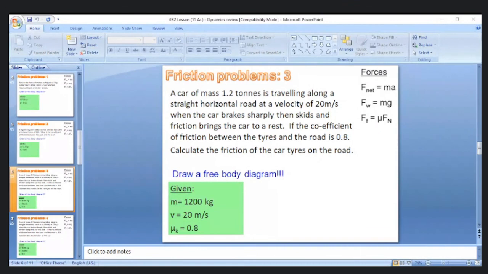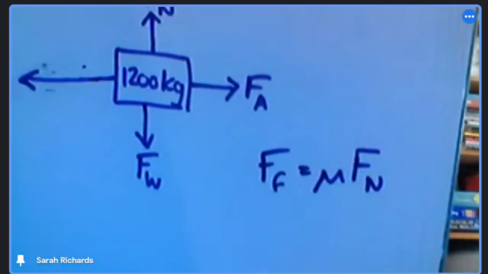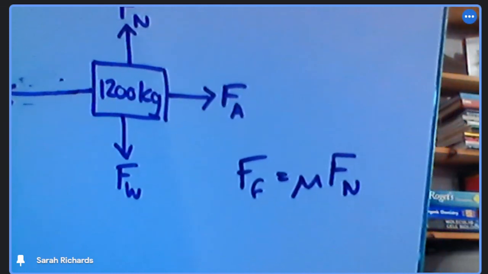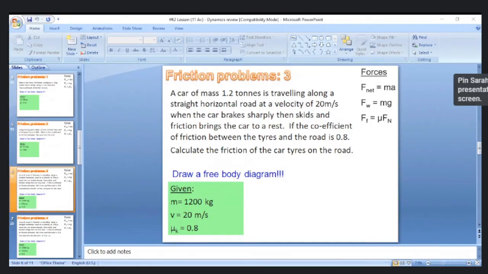Okay, so we need to calculate the friction of the car tires on the road. In order to calculate friction, the force of friction is equal to the coefficient multiplied by the normal force. So that's our equation that we know about already. So we just need to calculate our normal force.